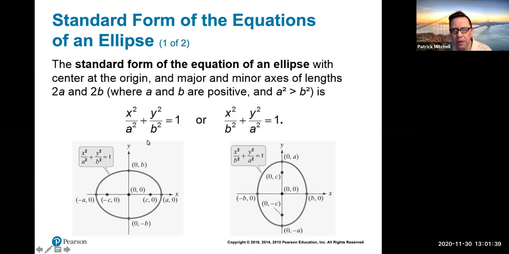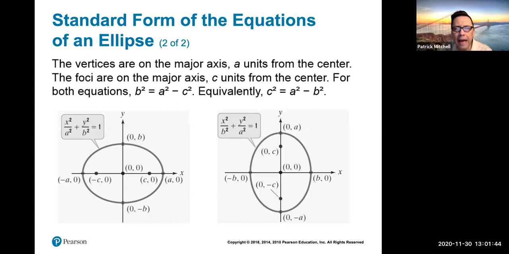I think this is kind of logical. The vertices, again, are on the major axis, a units from the center, and the foci are also on the major axis, c units from the center. For both equations, b squared is equal to a squared minus c squared, or equivalently, c squared is equal to a squared minus b squared. We'll use those equations in different problems where they give us the foci and ask for the equation of the ellipse, or vice versa.